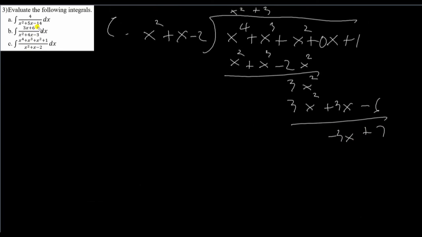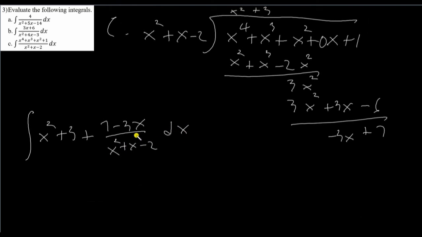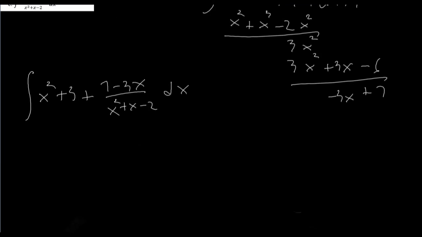So I can rewrite the thing they gave me in part C as the integral of x squared plus 3, and then I also have this guy over this guy: 7 minus 3x over the denominator. So now I have this, which I can easily integrate using the normal methods, and then I have this, which I can integrate using partial fractions. So let's leave the polynomial aside for now and just focus on this guy.